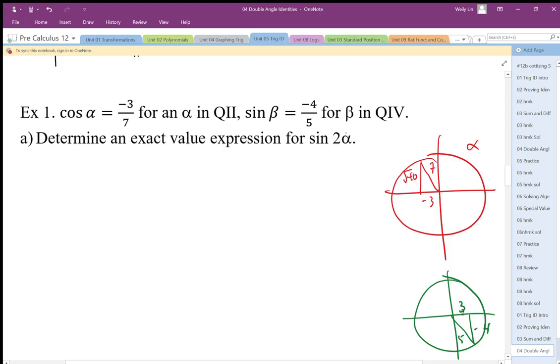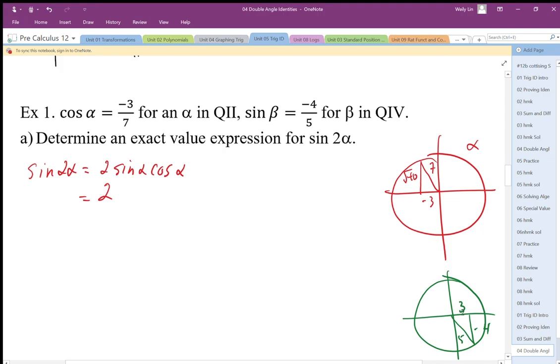It asks you to give an exact value expression for sine 2 alpha. So we're going to take that alpha picture and use the formula for that. Sine 2 alpha is equal to 2 sine alpha cosine alpha. We don't have a picture for the double angle here, so we're just going to take that single angle alpha picture and the identity and generate an equivalent expression.